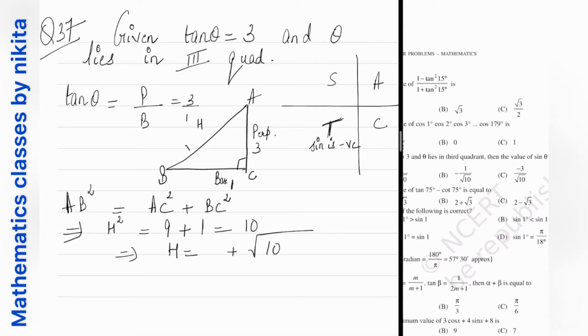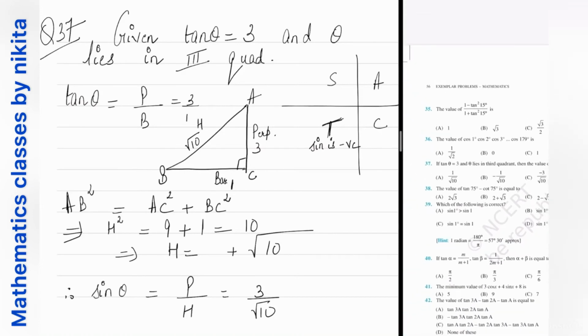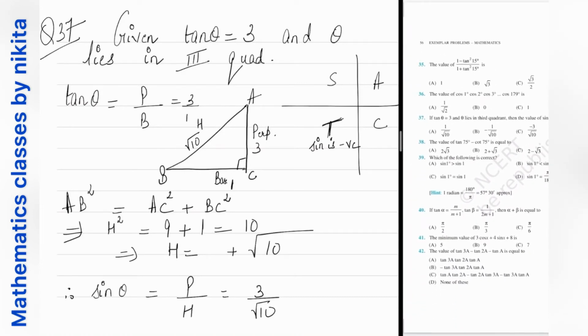So this distance is root of 10. Now what is sin theta? So therefore I can find sin theta. Sin theta is p over h, perpendicular over hypotenuse. That means 3 over root 10. But since theta lies in the third quadrant, we will take the negative sign.